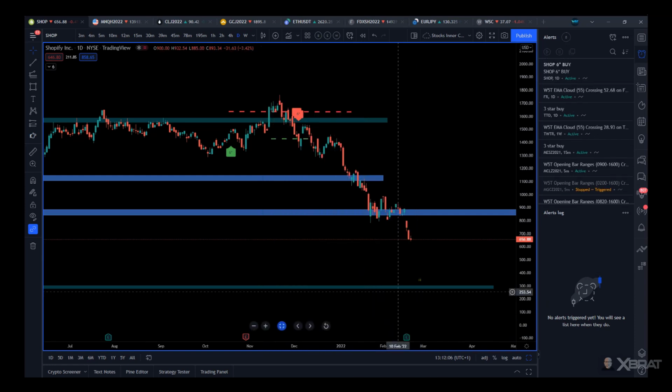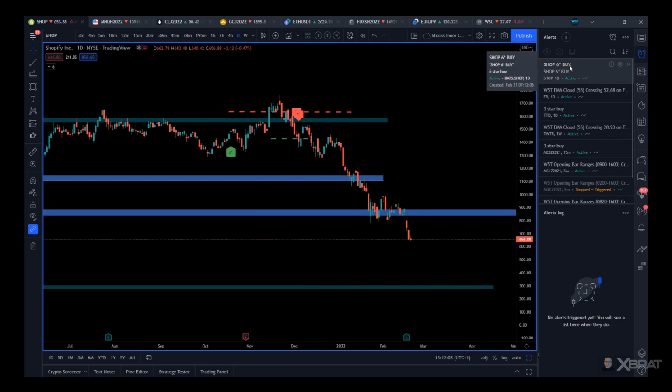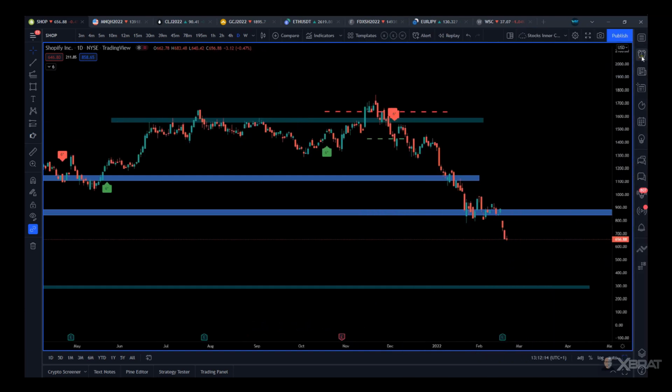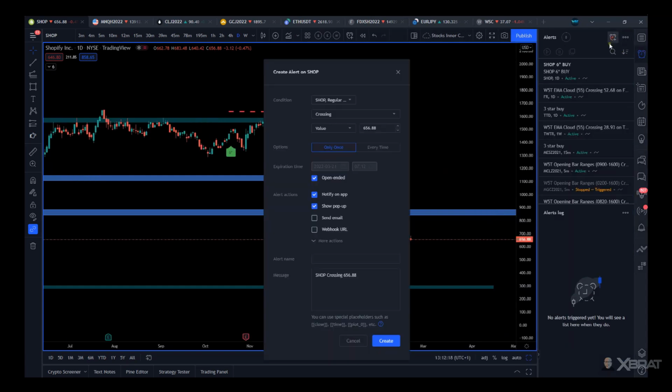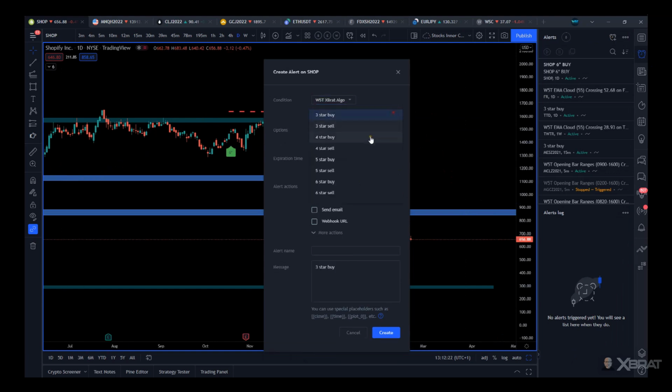It's there. As you can see here, it's just come up on the right hand pane. Shop 6-star buy. The alert is active. We can add shorts now, so we can go to the same thing. We go to the little alarm clock. It's an alert. Excuse me. We add an alert. We go to xBratAlgo. This time 6-star sell. Okay, once per bar. Where we want to be, it's open-ended.